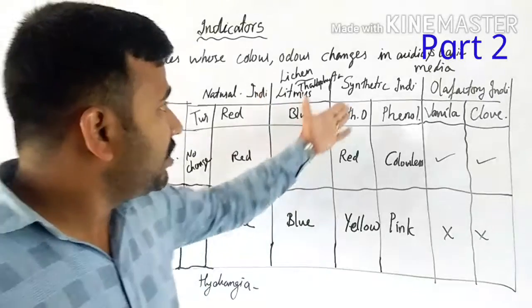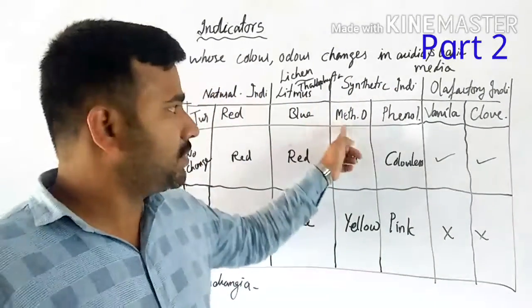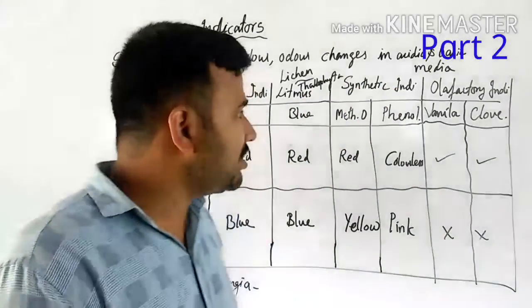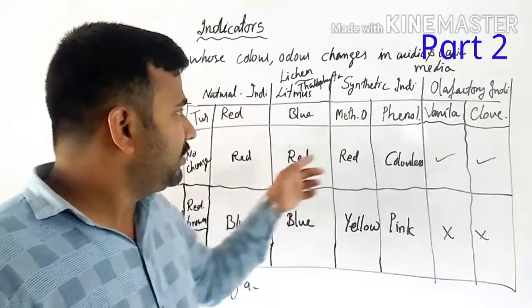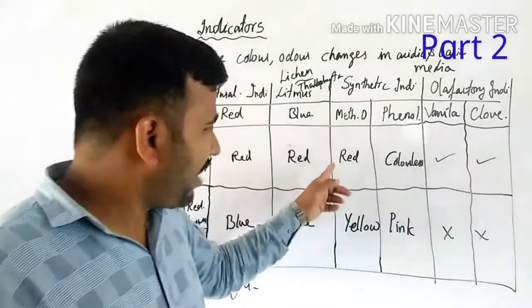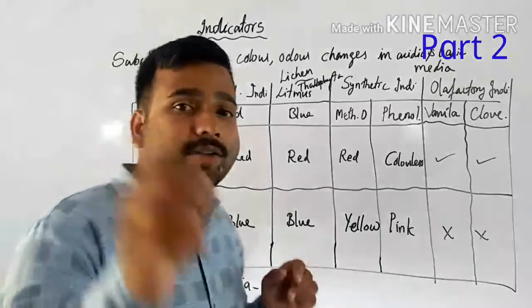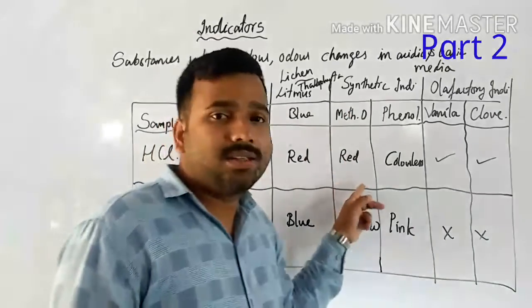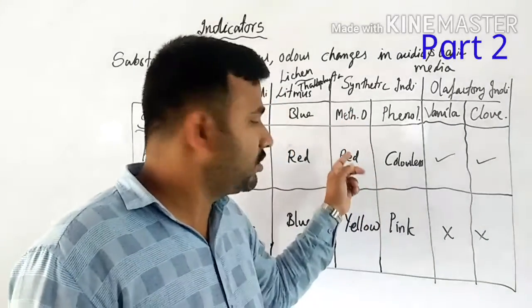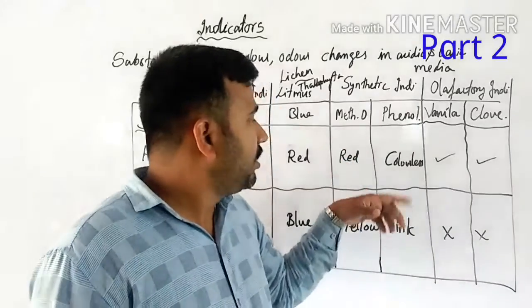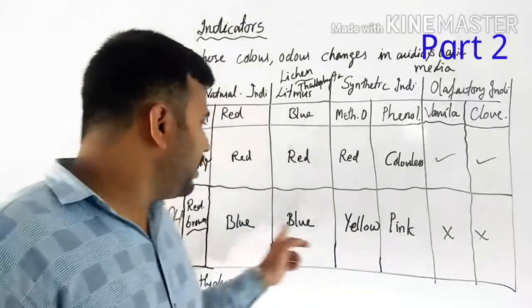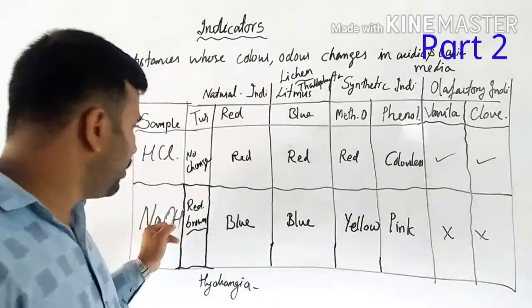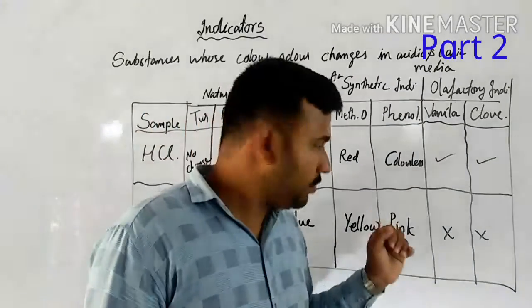See what happens with these synthetic indicators, especially methyl orange, which is used. When methyl orange comes in contact with an acidic medium, it will change its color from orange to reddish. And when it is exposed to a basic medium, what will happen? Its color will change to yellow.